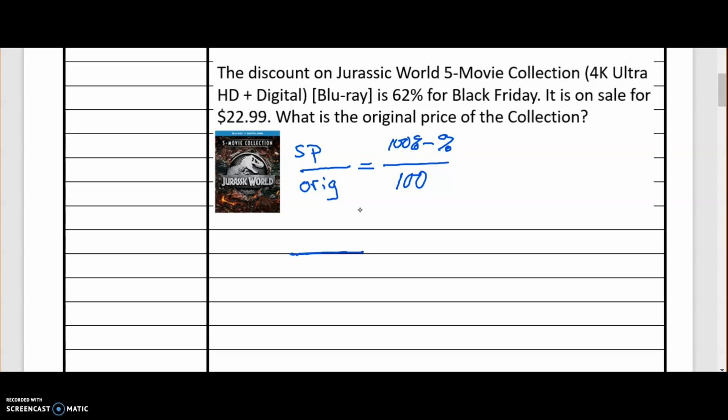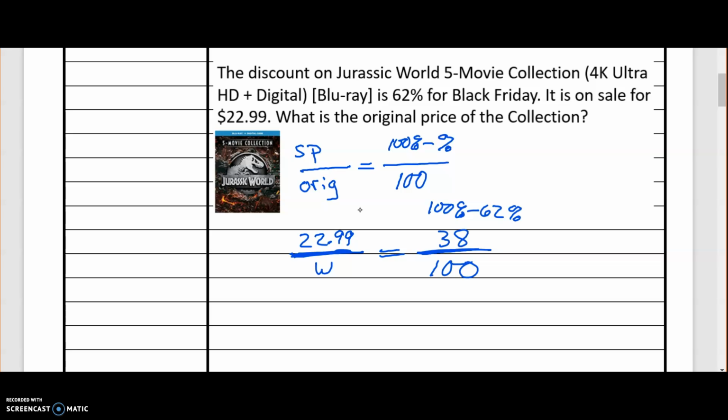So I'm going to go line equals line 100. And then the percent, we're going to do 100% minus 62%. So 100 minus 62 is 38%. So that's going to go over the 100. And then the $22.99, that's the sale price. So it's going to go on top. $22.99. And we are looking for the original price, which is the whole, the W.